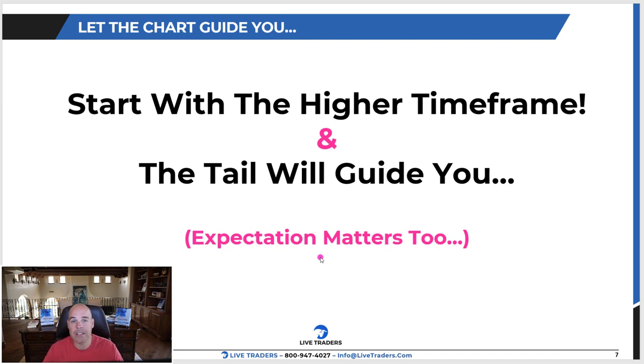Sure, sometimes they exceed our expectations, but you can't go into every trade expecting it to exceed your expectation. You just can't do it. So don't. That's kind of going to be the theme today.